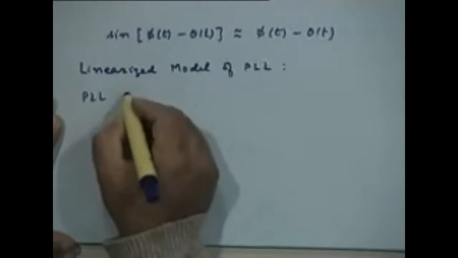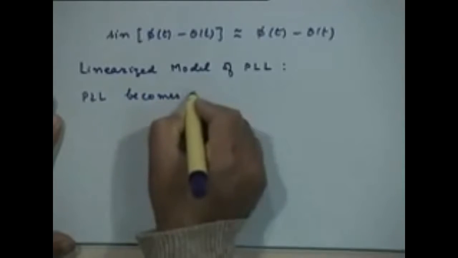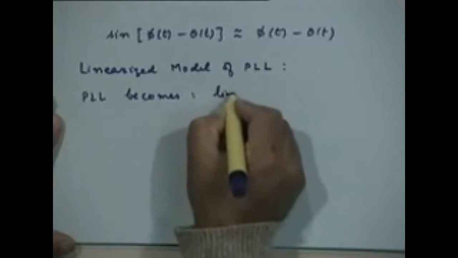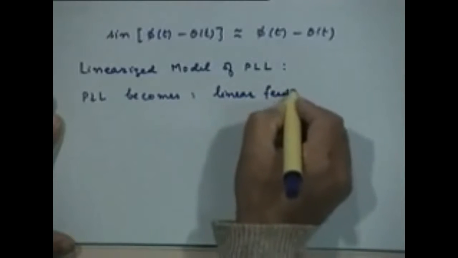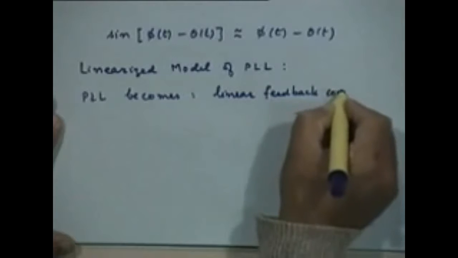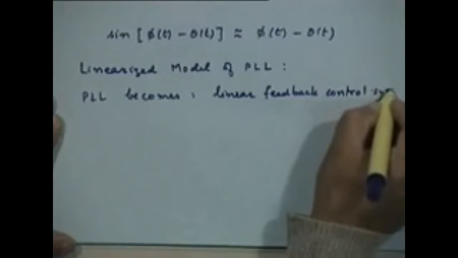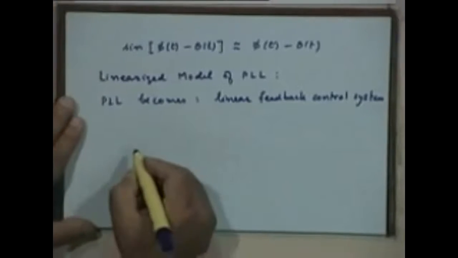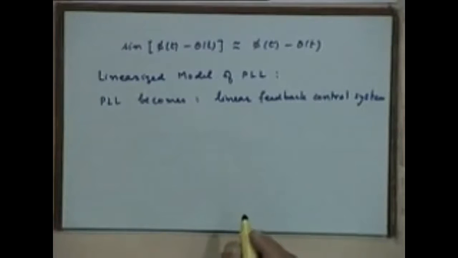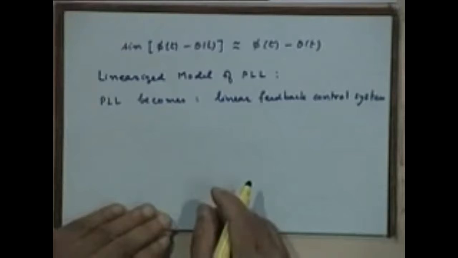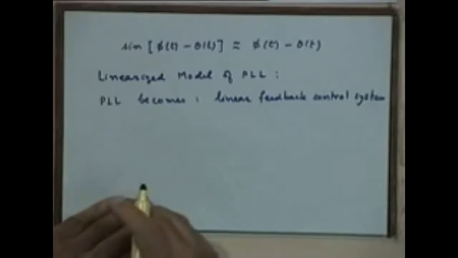So, PLL becomes then a linear feedback control system. And when you are working with linear feedback control systems, you will find that it is very convenient to work not only in the time domain that we have discussed, but in fact, it is more convenient to work in the Laplace transform domain, rather than just the Fourier domain. So, very briefly we will also work with the Laplace transform domain, although most of the time we will not.